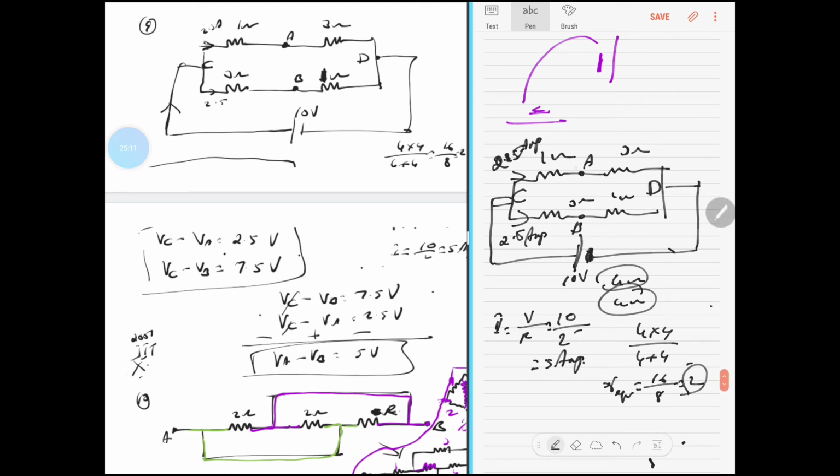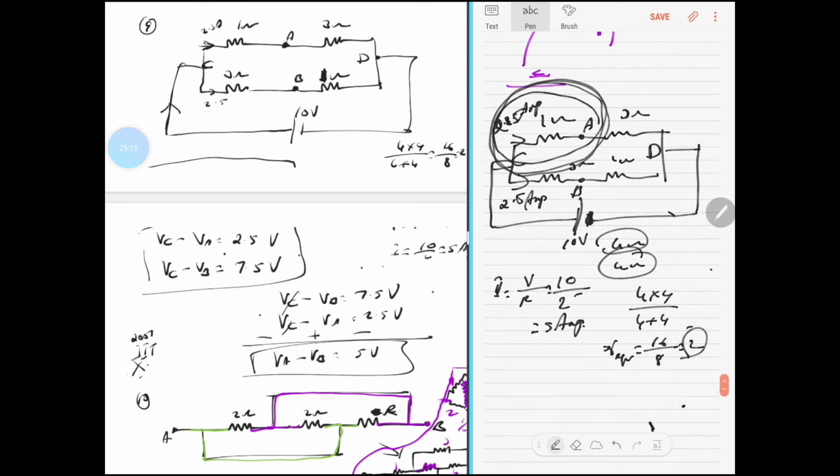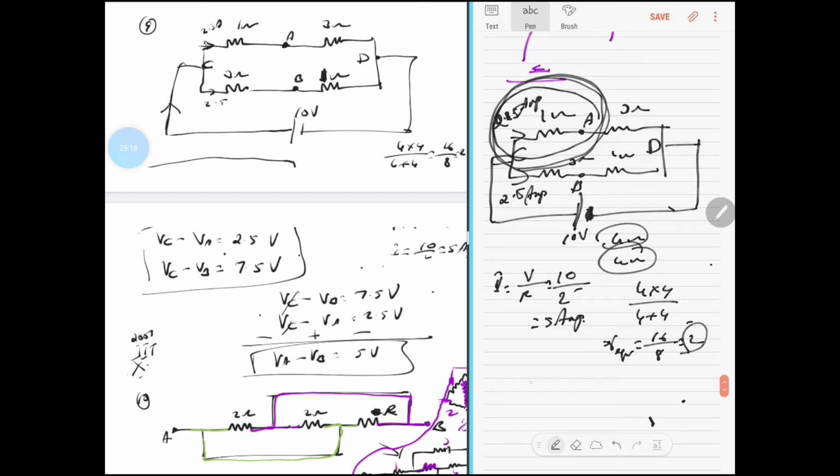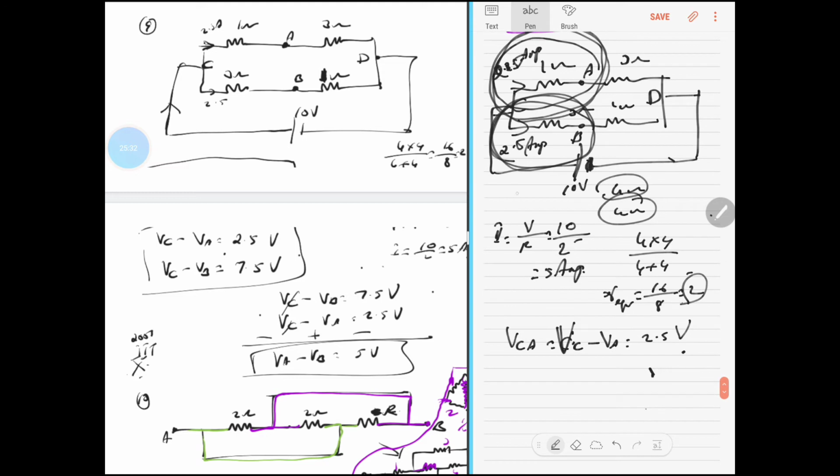You know the current that's flowing through this 1 ohm. Can you see this 1 ohm here, as circled? The current is 2.5 and the resistance is 1, so the potential across VCA, which is VC minus VA, is just 2.5 volts. And similarly, VCB, the bottom one, which is VC minus VB, will again be 2.5 volts. One second, this is a 3 ohm resistance. So 2.5 into 3 will be 7.5 volts.